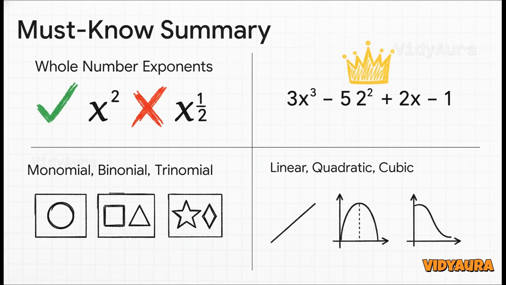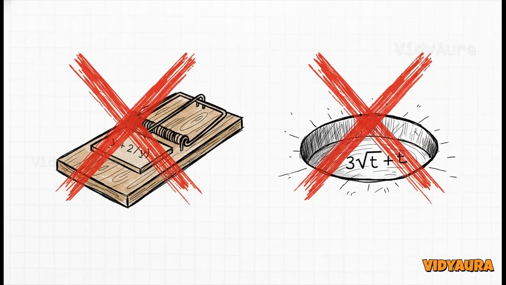Second, the degree is simply the single highest exponent you can find. And finally, don't get the names mixed up. Monomial, binomial, and trinomial tell you about the number of terms, while linear, quadratic, and cubic tell you about the degree. And here is my most important exam tip for you today.